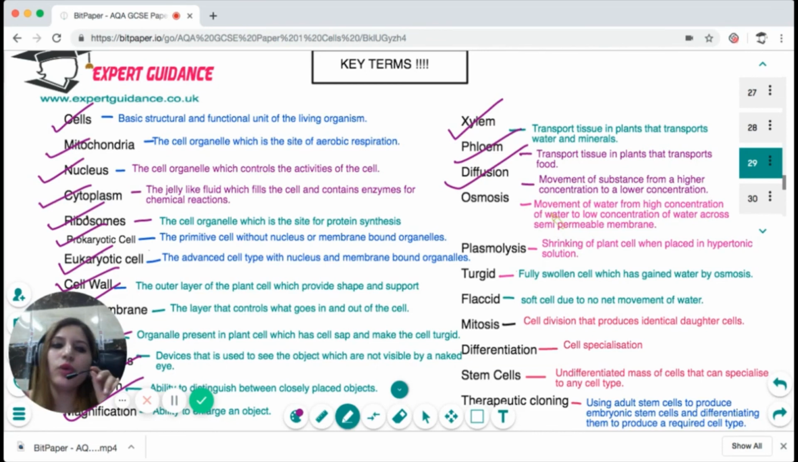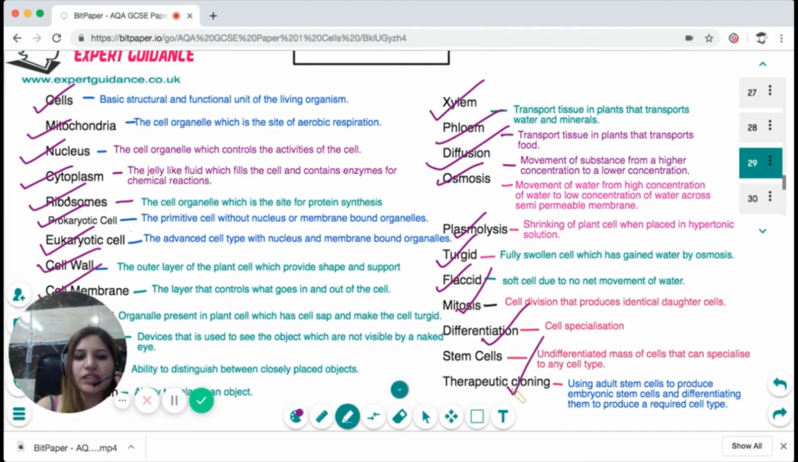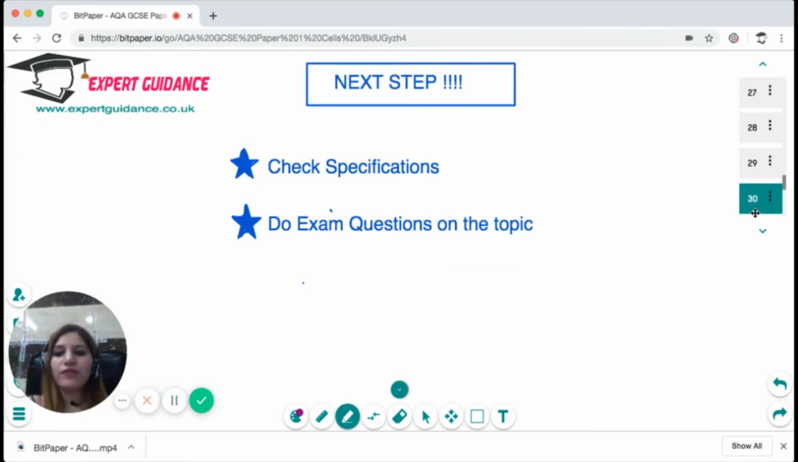Osmosis is the movement of water molecules from a region of high concentration of water to low concentration across a semi-permeable membrane. Plasmolysis is the shrinking of a plant cell when placed in a hypertonic solution. Turgid is a fully swollen cell which has gained water by osmosis. Flaccid is a soft cell due to no net movement of water. Mitosis is cell division that produces identical daughter cells. Differentiation is cell specialization. Stem cell is an undifferentiated cell that can specialize into any cell type. And therapeutic cloning is using an adult cell to produce embryonic stem cells and differentiating them to produce a required cell type. So I hope now you are well clear with this topic.